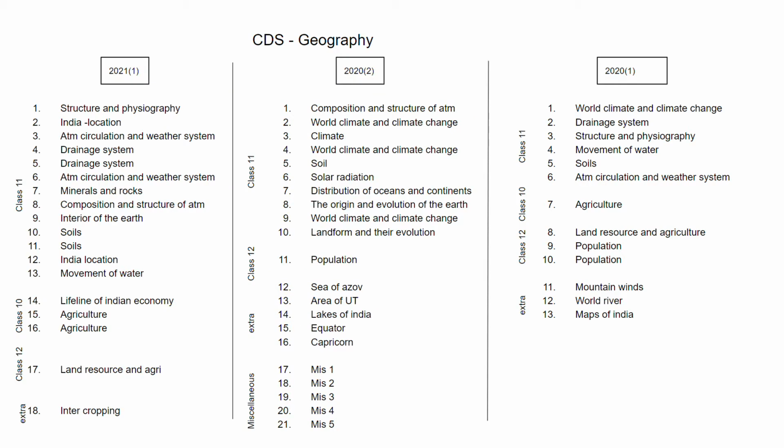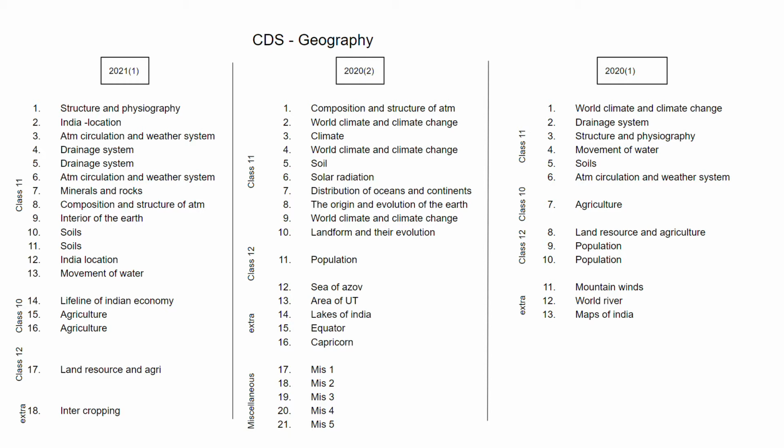Now, first let's get familiar with how I categorize the paper. On top, you can see the year of the question paper. Then you can see there are so many names. These are the names of chapters from which the questions were asked, and the class is also mentioned. Now the number of chapters is basically the number of questions asked. For example, in 2021 there were 18 questions. I will discuss each and every question with the source from which the questions were asked.